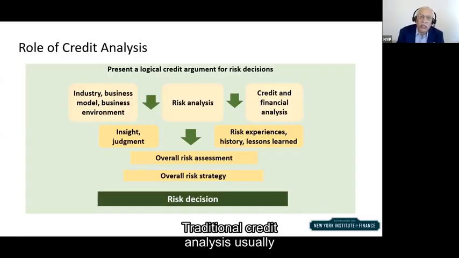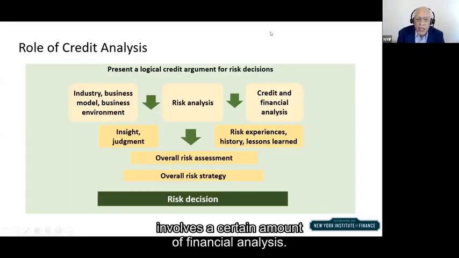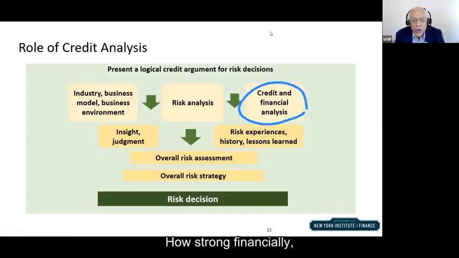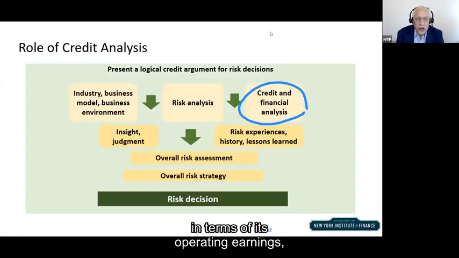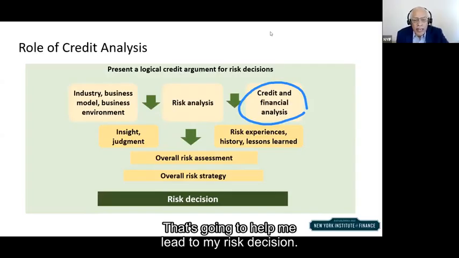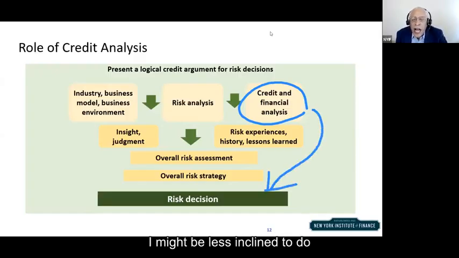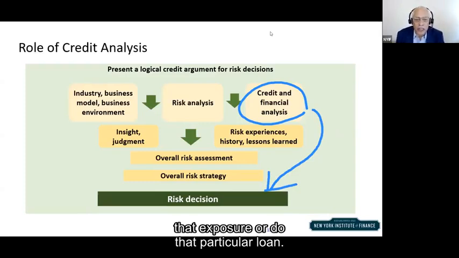So traditional credit analysis usually involves a certain amount of financial analysis. How strong financially in terms of its operating earnings, its balance sheet, is that obligor? Is it strong, very good, weak, or poor? And that's going to help me lead to my risk decision. To the extent that it is weak, I might be less inclined to grant that exposure or do that particular loan.